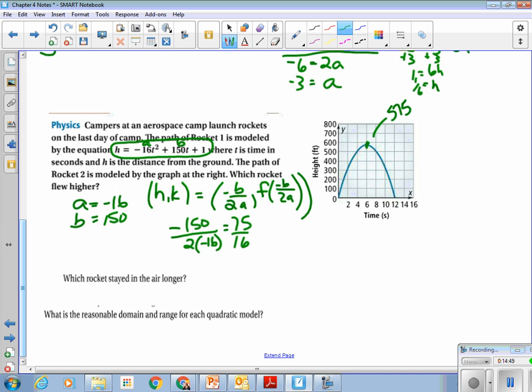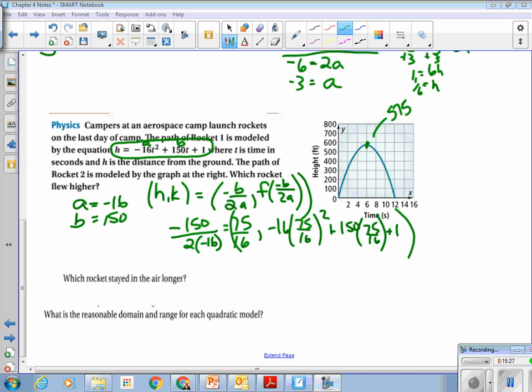Okay, so my x coordinate for my top is at 75 sixteenths, but truly, I want the height. That's the time, and I want the height. So I'm going to plug in 75/16 into my function, 150 times time plus 1, to find out what that k value is. It's negative 351.6.